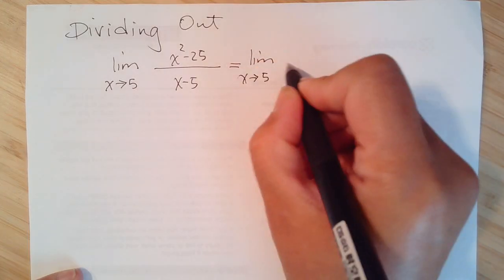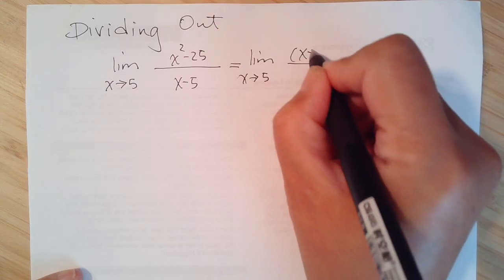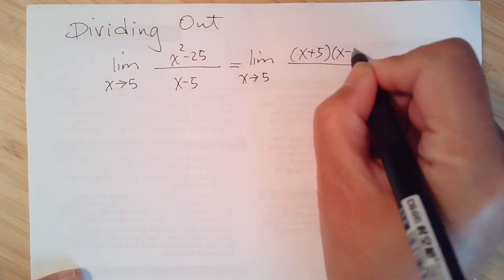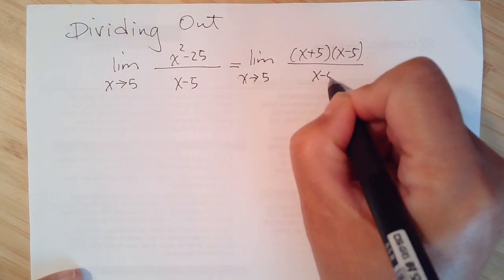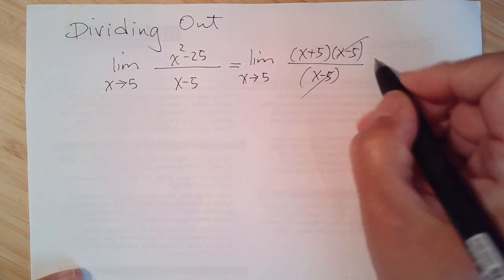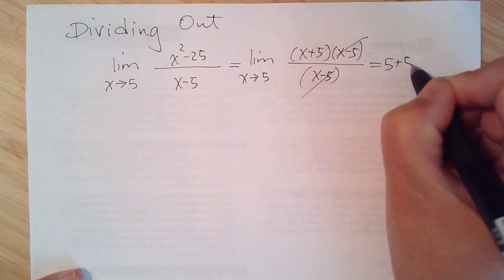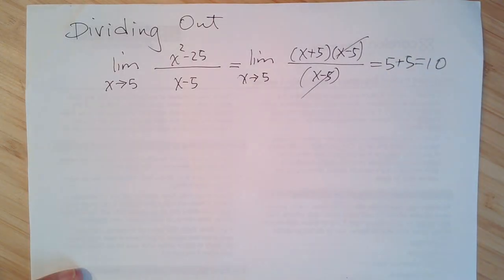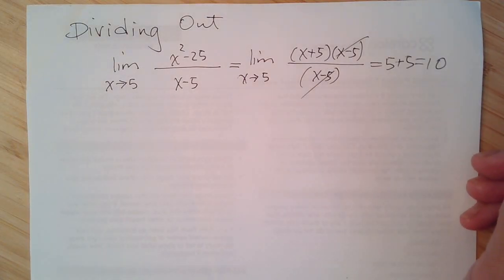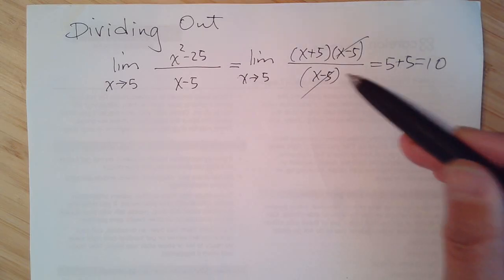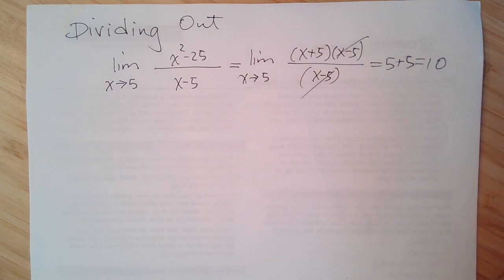And then we can just simplify that. Factor: x plus 5, x minus 5, over x minus 5. So this gets crossed out. You plug that in, you get 5 plus 5 equals 10. That's what we learned a little earlier. And that's when you find the limit, right? That's the 2 functions that agree at all except one point. That one point is 5. So it's very easy to do that.